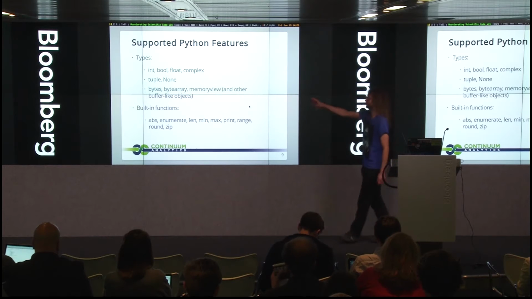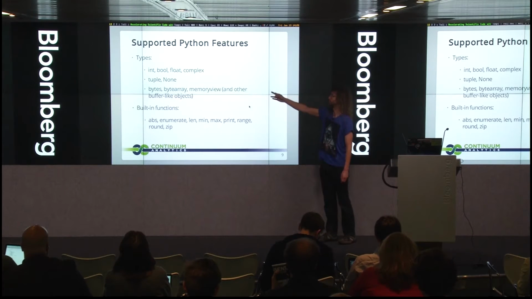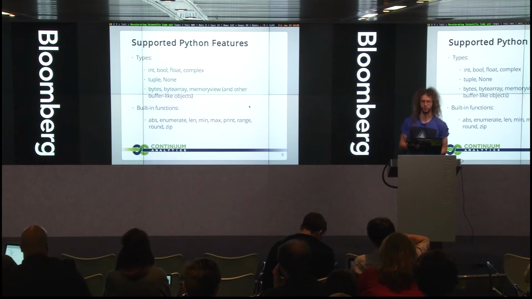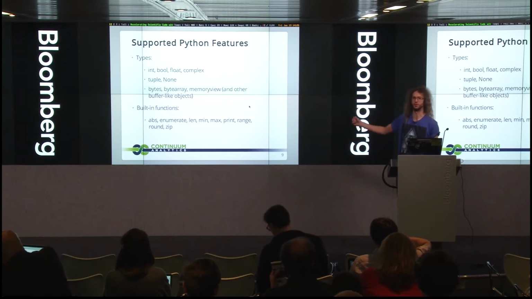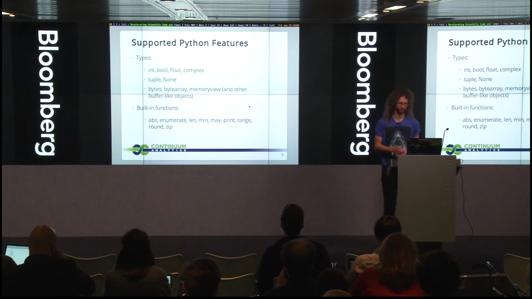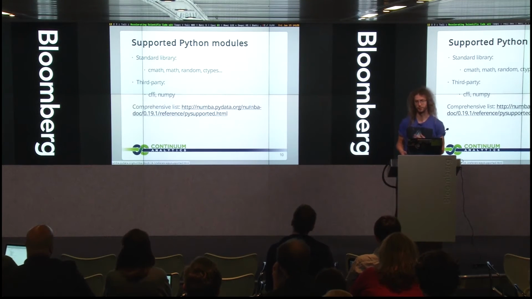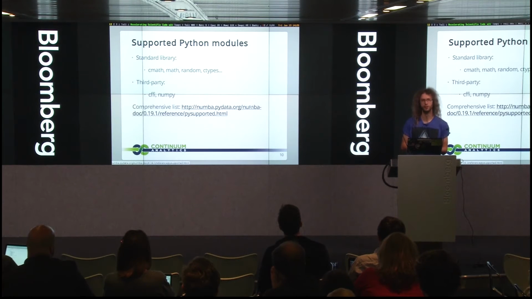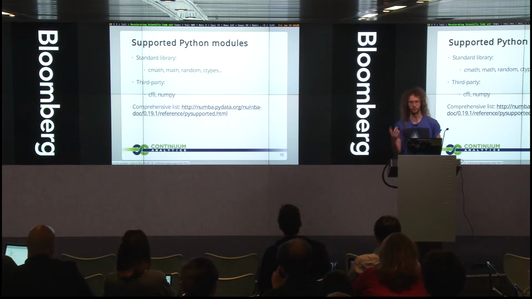So these are the Python types that are supported. You can use these primitives and anything that's like a buffer-like object you can use, so bytes or byte array as well. There's some built-in functions that are supported, which means that Numba provides native implementations of these functions that you can call from inside JITted code. It's not just the built-in functions that are supported. There's also support for other functions from the Python standard library and some third-party libraries as well. There is a comprehensive list of all the supported functions in the manual that you can have a look at if you need to check for a specific one.